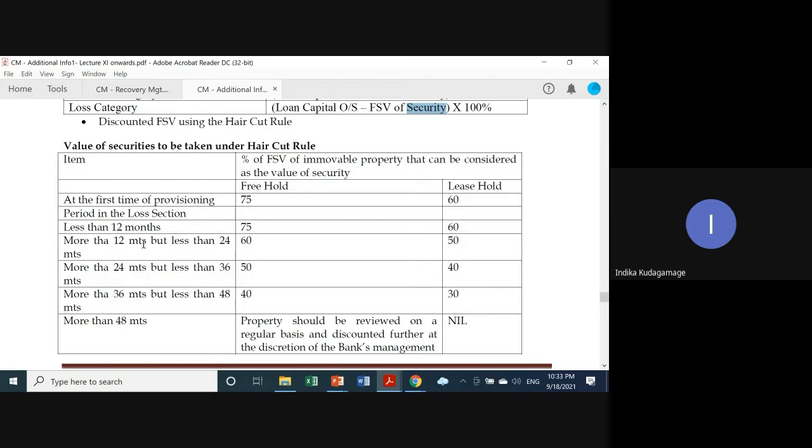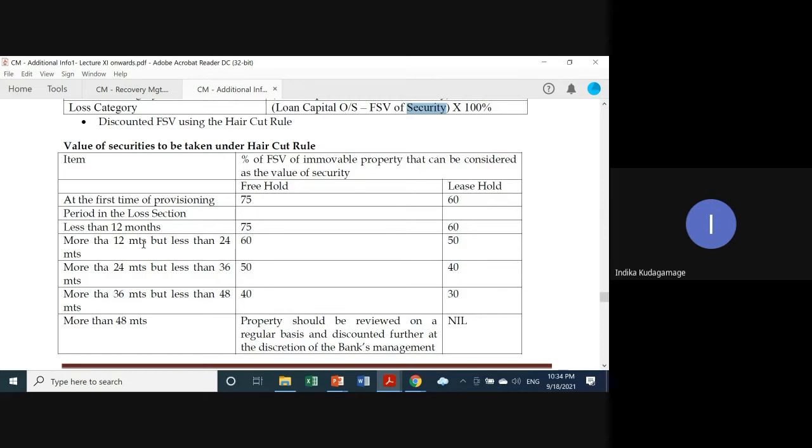Up to 12 months in loss category, it is a 75% discounting factor. 12 to 24 months, 60. 24 to 36, 50. Again, it is a pattern. You can just remember it because previous papers have given these calculations. So you need to memorize, right?